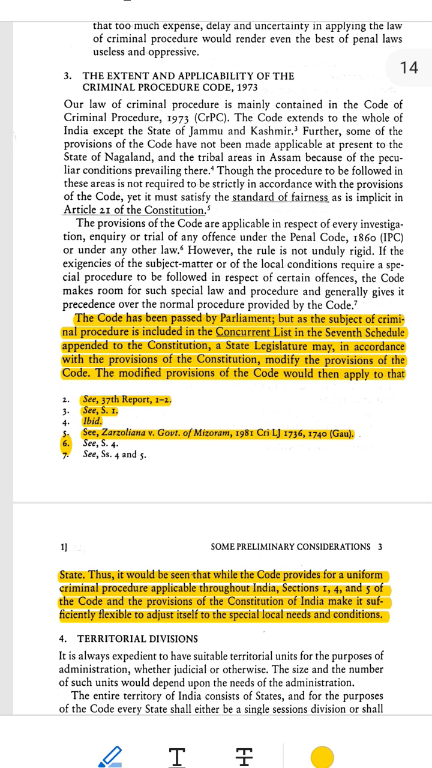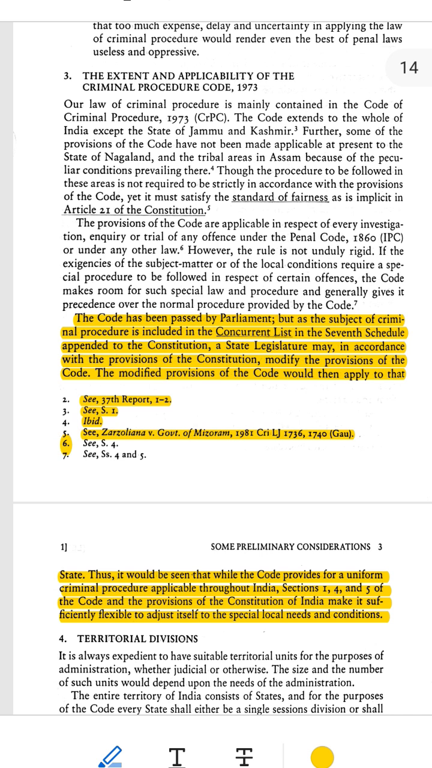Sentence: but as the subject of criminal procedure is included in the concurrent list in the 7th schedule appended to the Constitution. Concurrent list. This is a part of the Indian Constitution where both Parliament and state legislatures have the power to make laws. Criminal procedure, like how crimes are investigated, trials happen, etc., is included in this list, meaning both the central government, Parliament, and state governments have authority to make laws or changes related to criminal procedure. 7th schedule. A list in the Constitution that divides subjects into different categories, like union list, state list, and concurrent list.